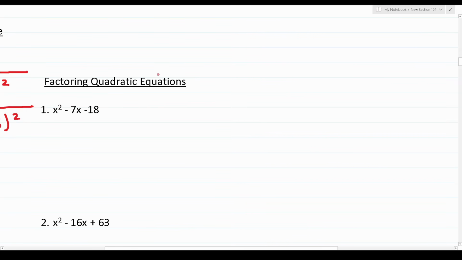All right, so let's switch gears a little bit and let's talk about factoring quadratic equations. Before we do that, though, I just want to point this out. For the last 3 topics, I was talking about lines, and I mentioned that the form of a line was this: y equals mx plus b. Now, when we talk about quadratic equations, they're going to be of this form: ax squared plus bx plus c.